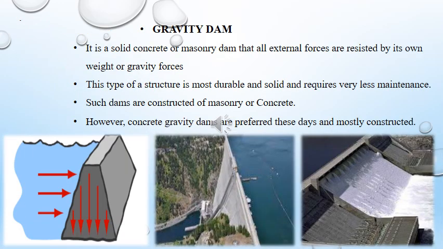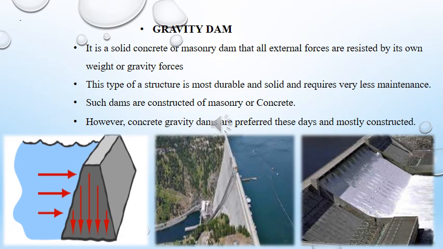The first is the gravity dam. A gravity dam is a permanent hydraulic structure which resists all external forces acting upon it by virtue of its own weight. It is theoretically triangular in shape and is to be constructed on a solid sound rock foundation. Even though its initial cost of construction is high, it requires very little maintenance after its construction.